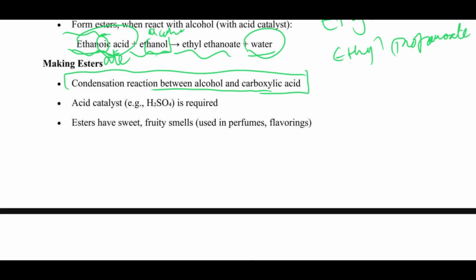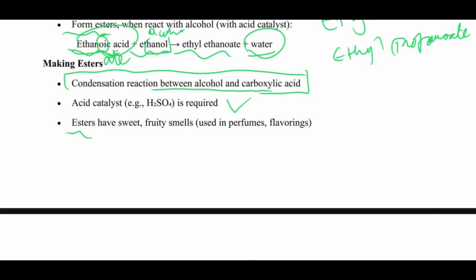Because this reaction is usually reversible. But if you add an acid, then this reaction will not be reversible. Okay, it will be only a one-sided reaction. So why do we need the catalyst? Not only to speed up the reaction, but also because we don't want the reaction to be reversed.